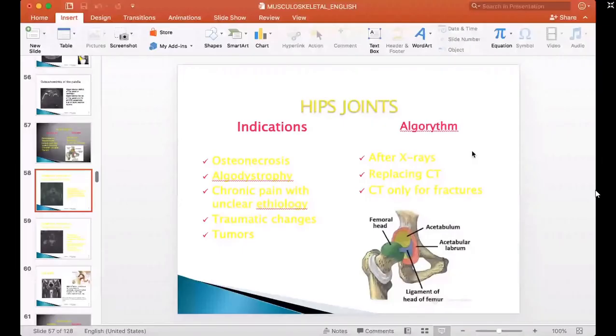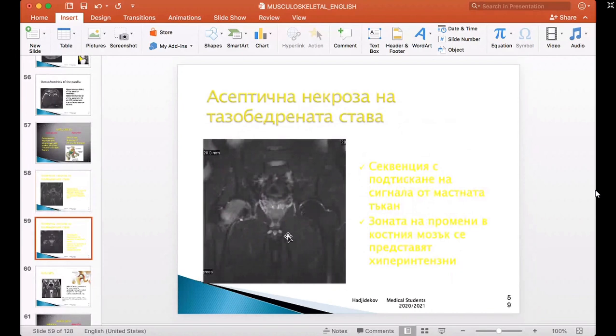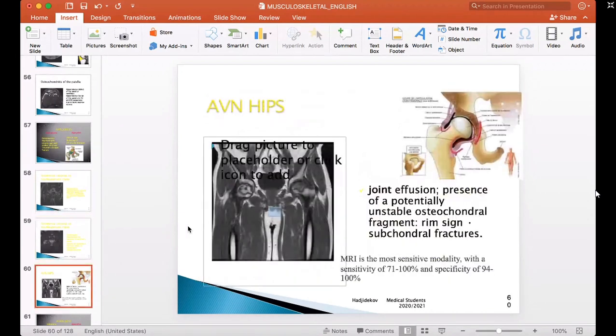So here, this is an aseptic necrosis of the hip. In this aseptic necrosis, I will show another example. We will have joint effusion. We will have presence of potentially osteochondral fragments here. And you should know that MRI is the most sensitive modality with sensitivity of up to 100% and even specificity up to 100%.